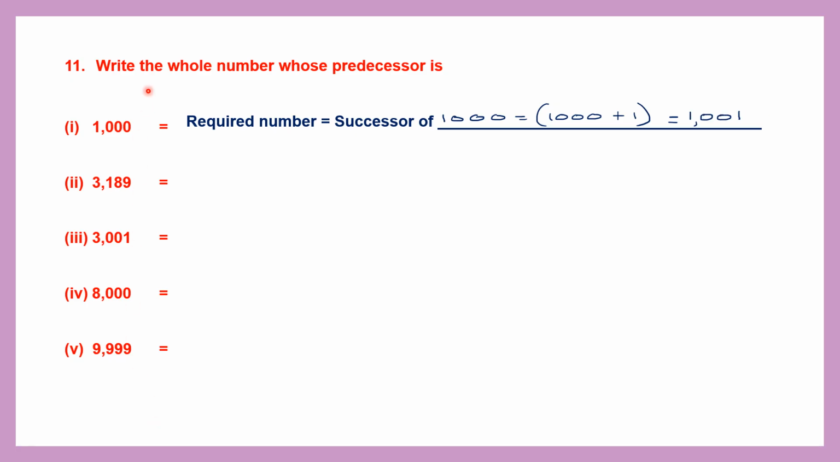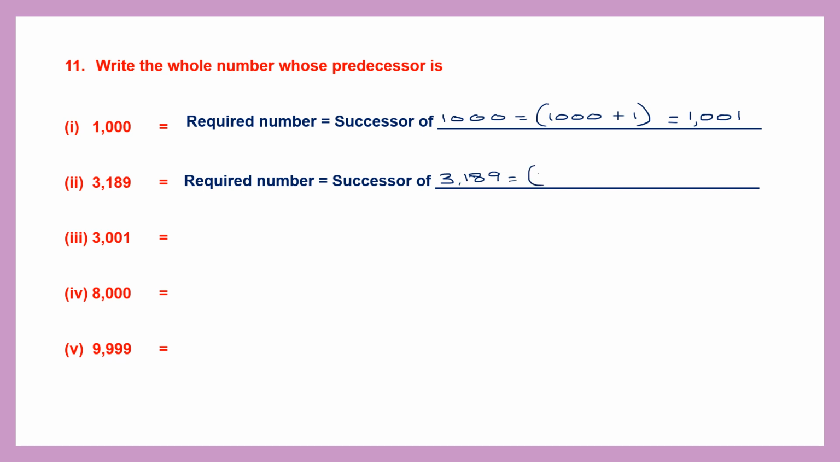So the next number, we have to find the whole number whose predecessor is given to us. What is that number? So again, we have to find the successor of this number. The required number is the successor of 3,189, and that is 3,189 plus 1. Again, instead of actually adding it, just look at the ones period. The ones period is 189. And what is the number that comes after that? 190. So this will be 3,190. This is our answer.